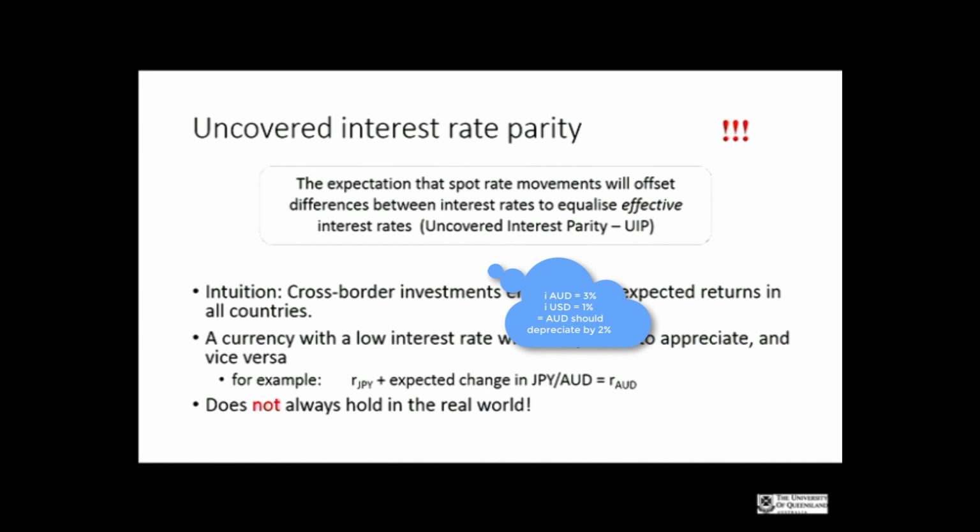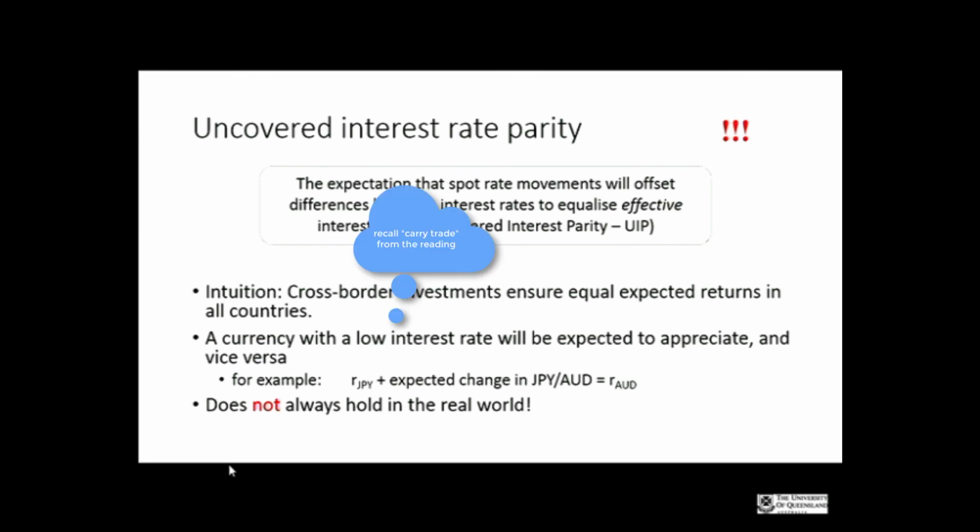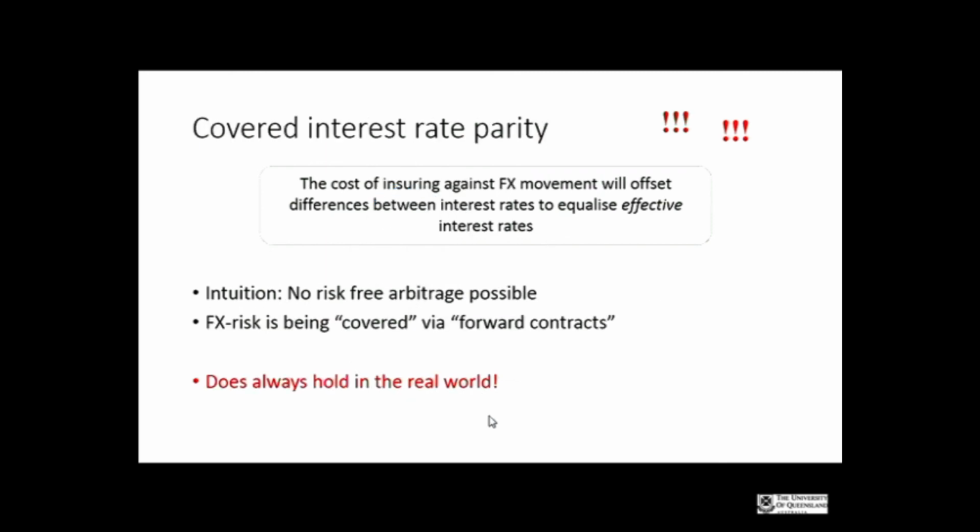And if you go across borders, it doesn't change anything, because whatever you gain in interest, you lose in depreciation. Whatever you lose in interest, you would gain in appreciation. So that's the idea of parity. Uncovered it is because we have no insurance against foreign exchange rate fluctuations. And it turns out if you look at the data, this theory doesn't really hold in the real world either. Which brings us over to the next one, the covered interest rate parity condition.